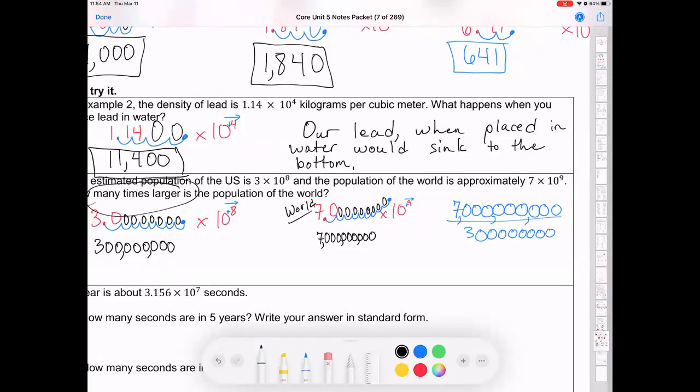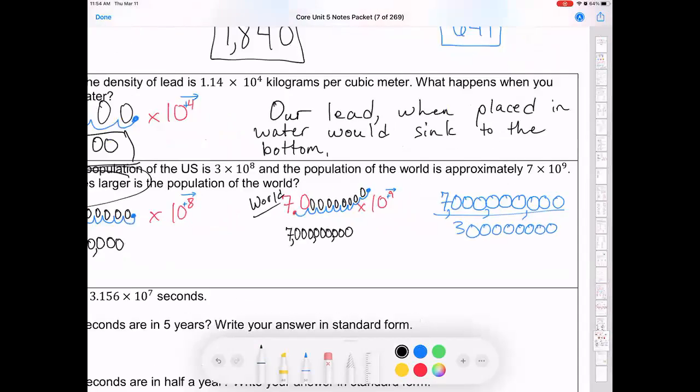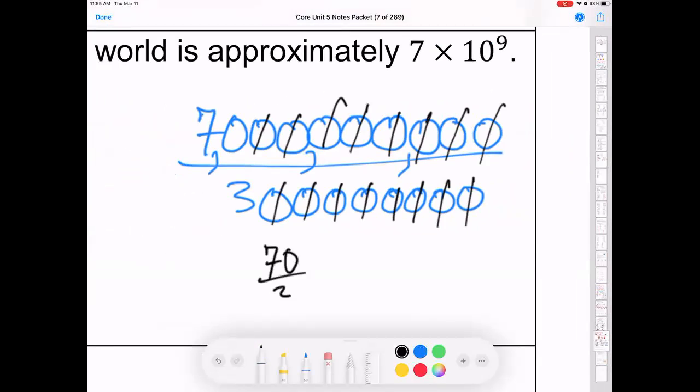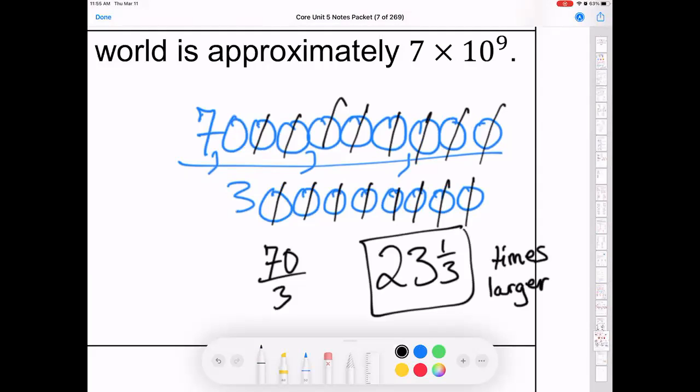And then what you can do very, very nicely and easily, especially with standard form, is start to cross off zeros. Make your life easy. So it looks like it boils down to be 70 over 3. So that's about what, 23 times and a third, roughly. So 23 and one third times bigger. So compared to the world, the US has some population, but there's a lot more out there. Okay. That's kind of crazy to think about.